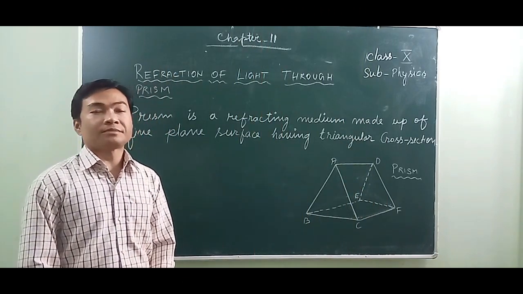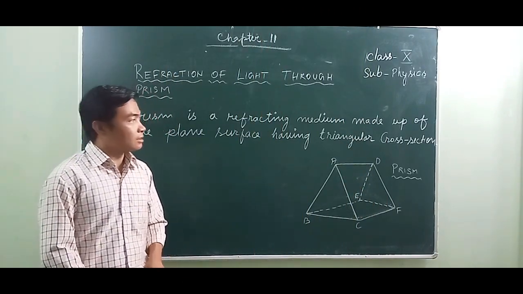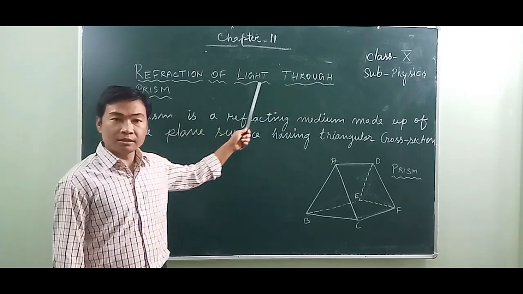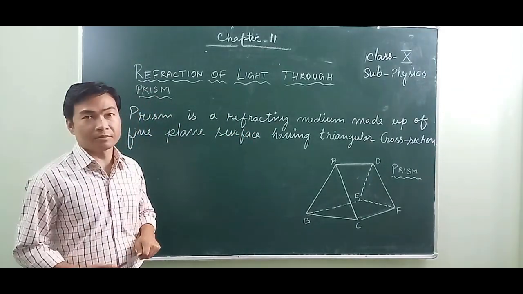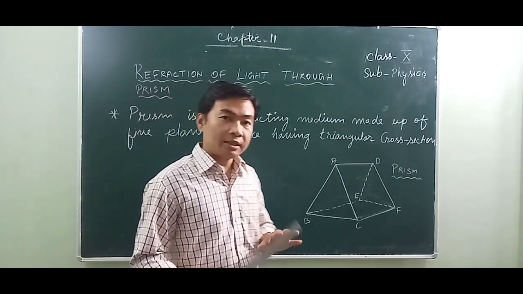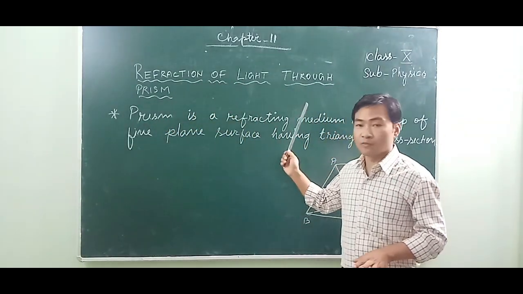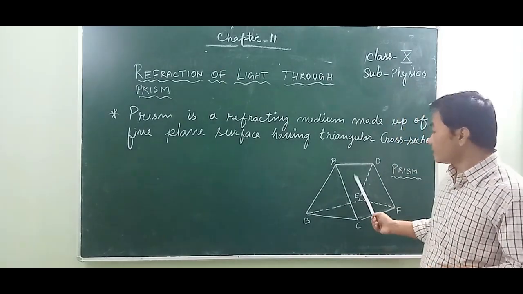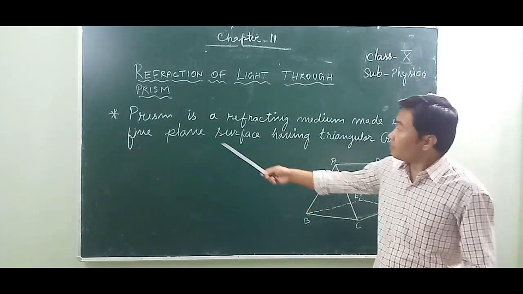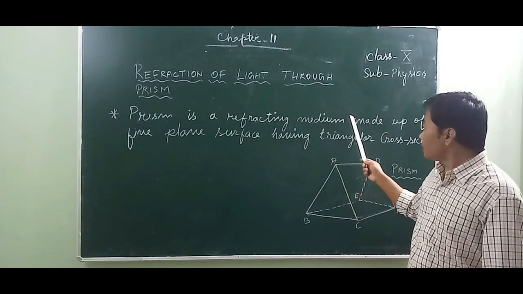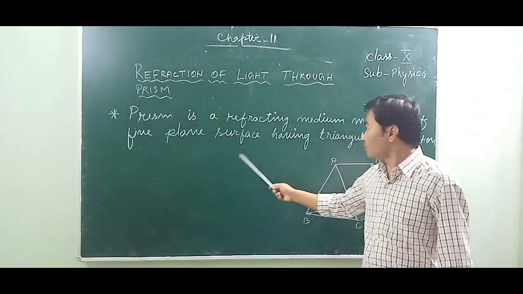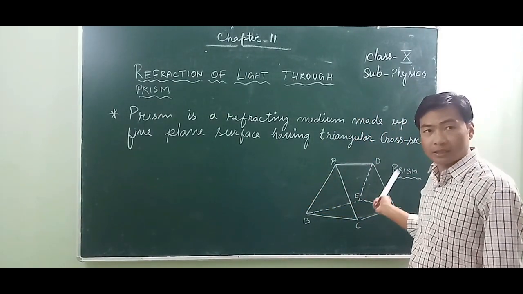Hi students, today in this video we will learn about the refraction of light through a prism. Before we start, we need to understand what a prism is. A prism is a refracting medium made up of 5 plane surfaces having triangular cross section.